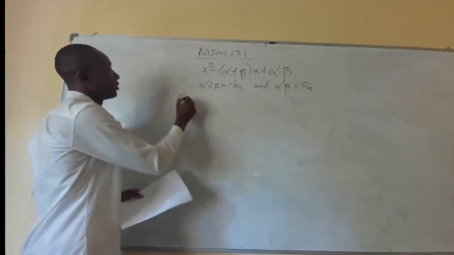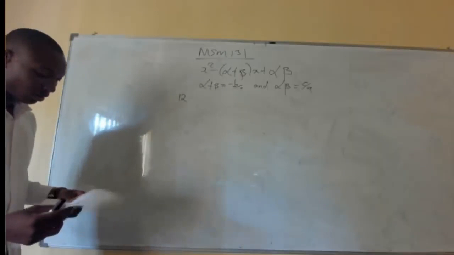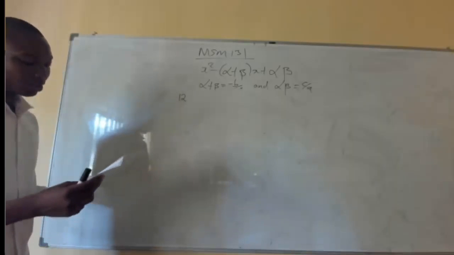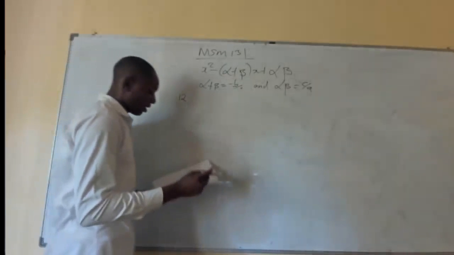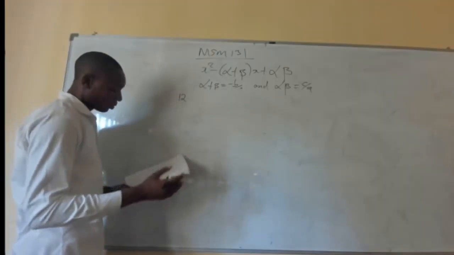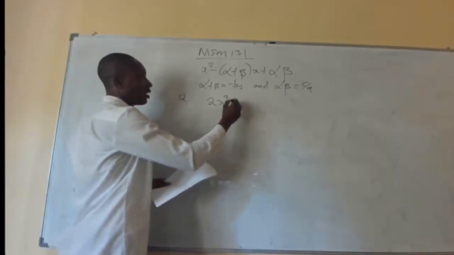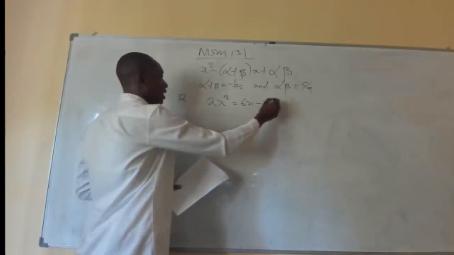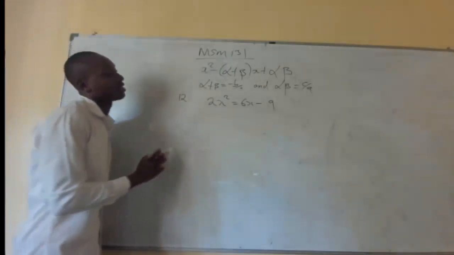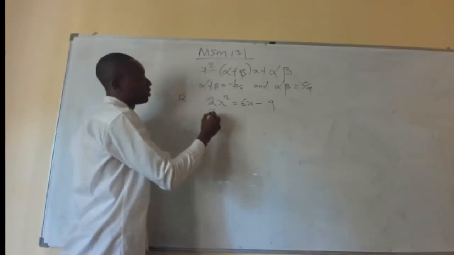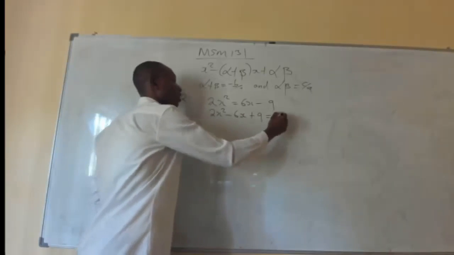Let's go to question 12. Question 12 says the roots of the equation 2x squared is equal to 6x minus 9. Right? So as I said, we need to rearrange this to ensure that it's in the form of the standard equation. So this is 2x squared minus 6x plus 9 is equal to 0.